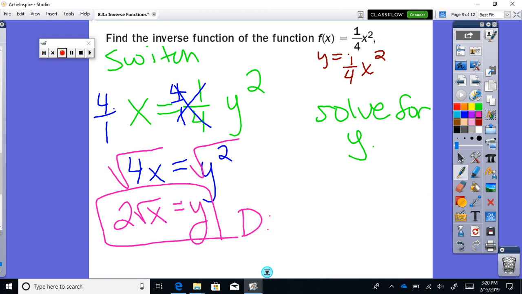The domain for this function has to be any x value greater than or equal to 0 because it's an even root. So it's only a function if you restrict the domain. So you can't have any negatives under there.